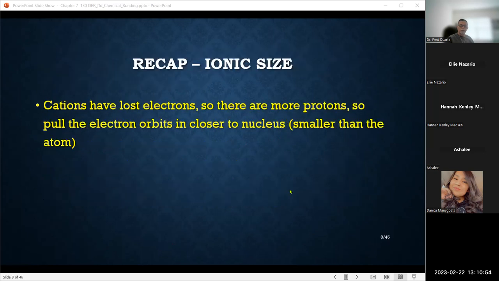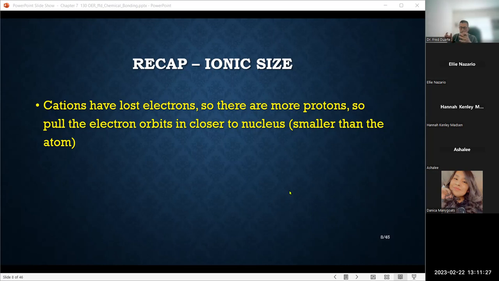Okay, so let's recap a little bit about the ionic charge. Cations have lost electrons, so there are more protons. So a couple of things are happening. One, it lost electrons, so the outermost shell disappears. Furthermore, it still maintained the positive protons, nothing changed there, but it has fewer electrons. So there's more positive nuclear force on the remaining electrons.